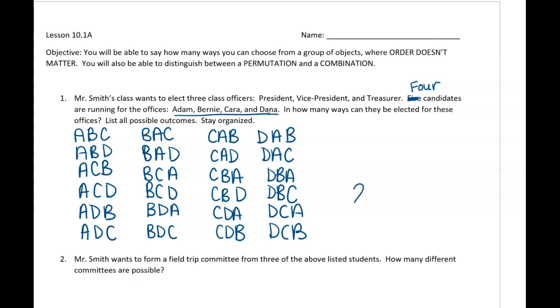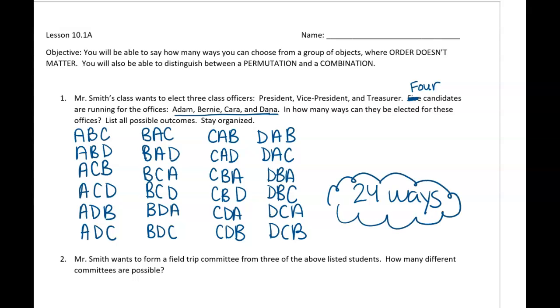So then there's 24 different ways they can be elected. So those are all the ways, but if we wanted to just know how many, we could say we have 4 people. How many ways can we choose 3 of them, which is 4P3, which was 4 times 3 times 2, which was 24. So permutations, just like we did last chapter.